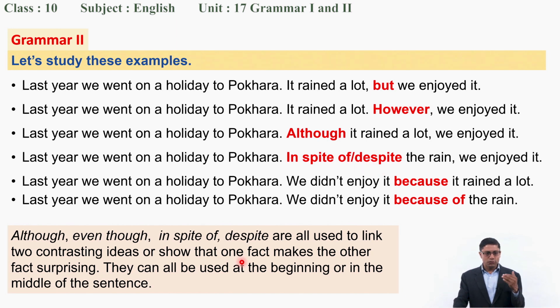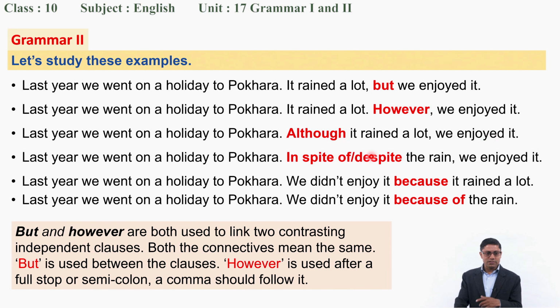Okay. So they can be used at the beginning or in the middle of the sentence. See, although here it's in the beginning, but you can use the same although in the middle also. For example, you can say, we enjoyed our holiday although it rained a lot. Okay. Similarly, you see, but and however, they are also used to link two contrasting independent clauses. Okay. So they mean the same, but and however, they mean the same.